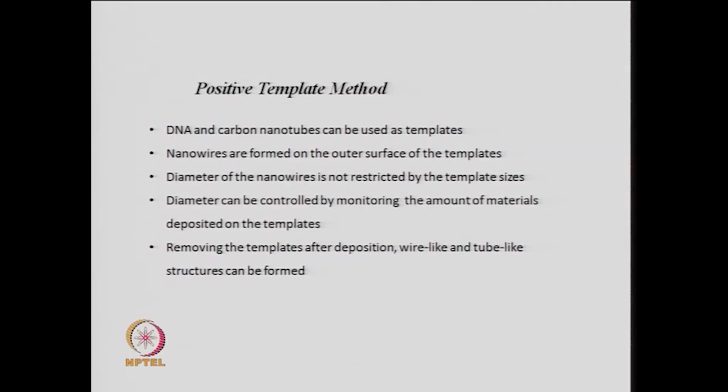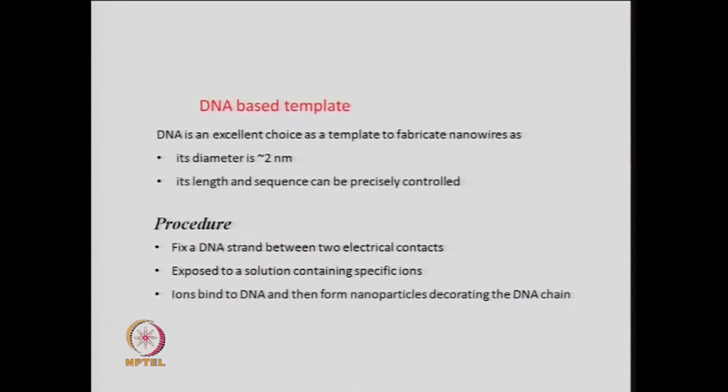So, you can get either nanowires or nanotubes by removing the templates, as you have to remove the templates both in the negative template method and positive template method, and that is the definition of a template. You have to remove the template to get the final nanowires or nanotubes. So, let us look at a DNA based template.